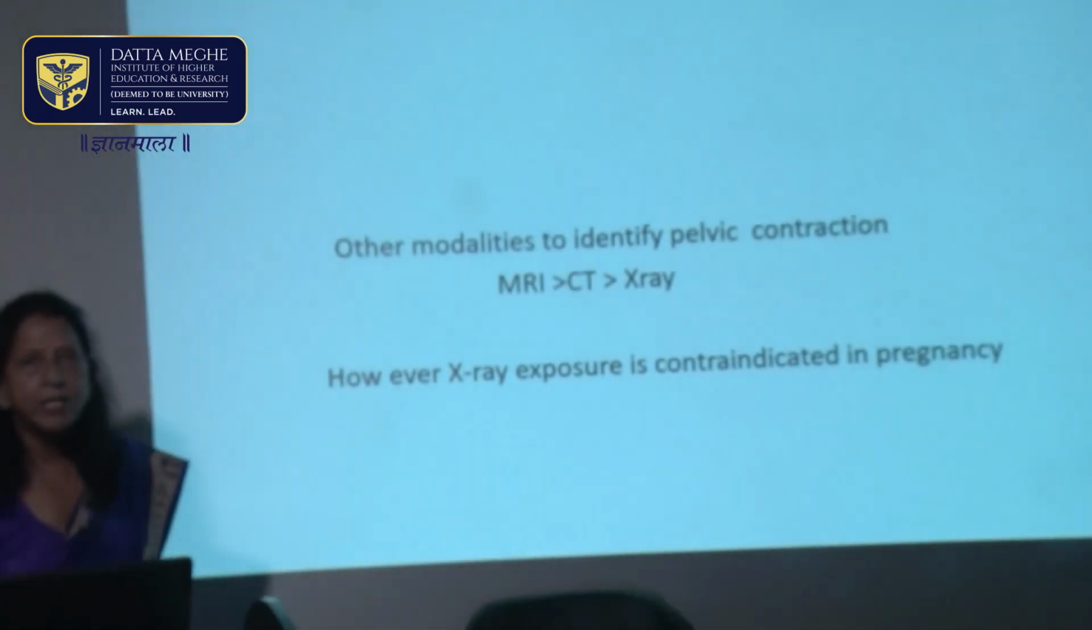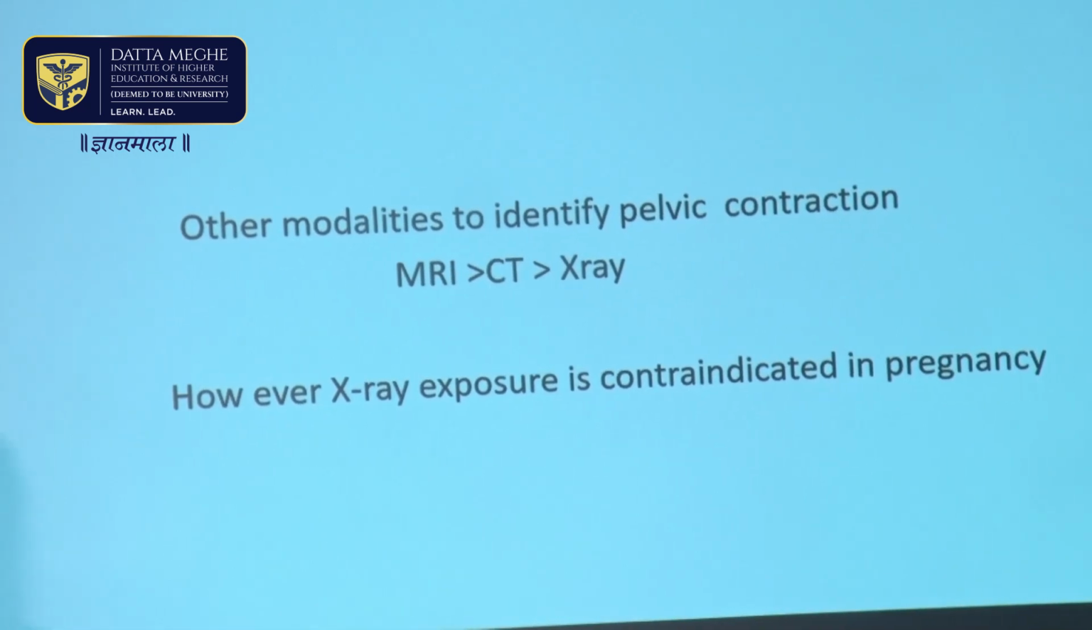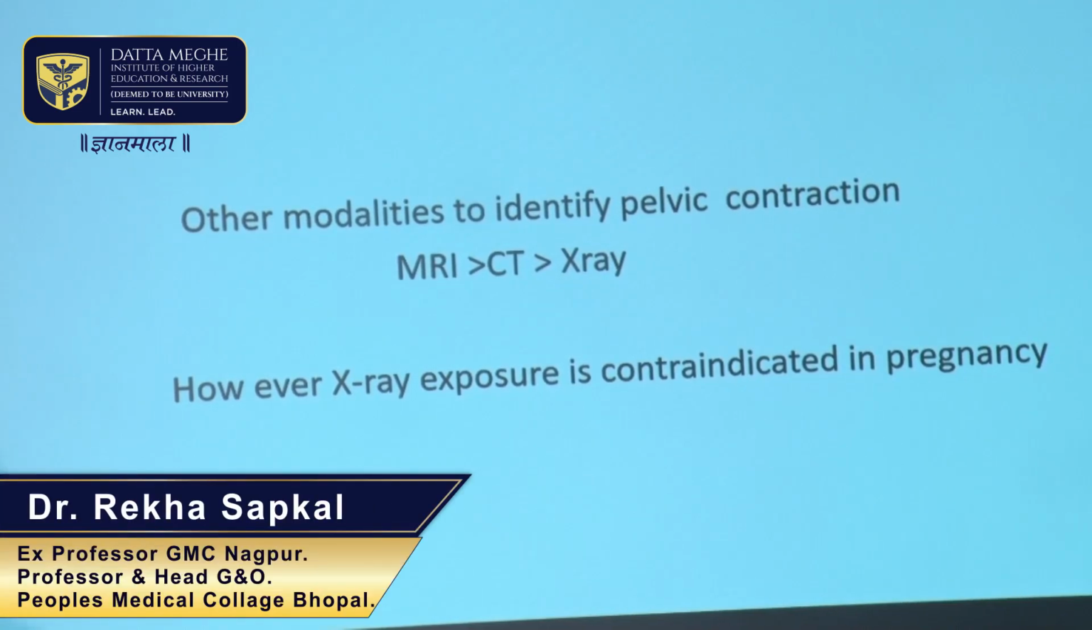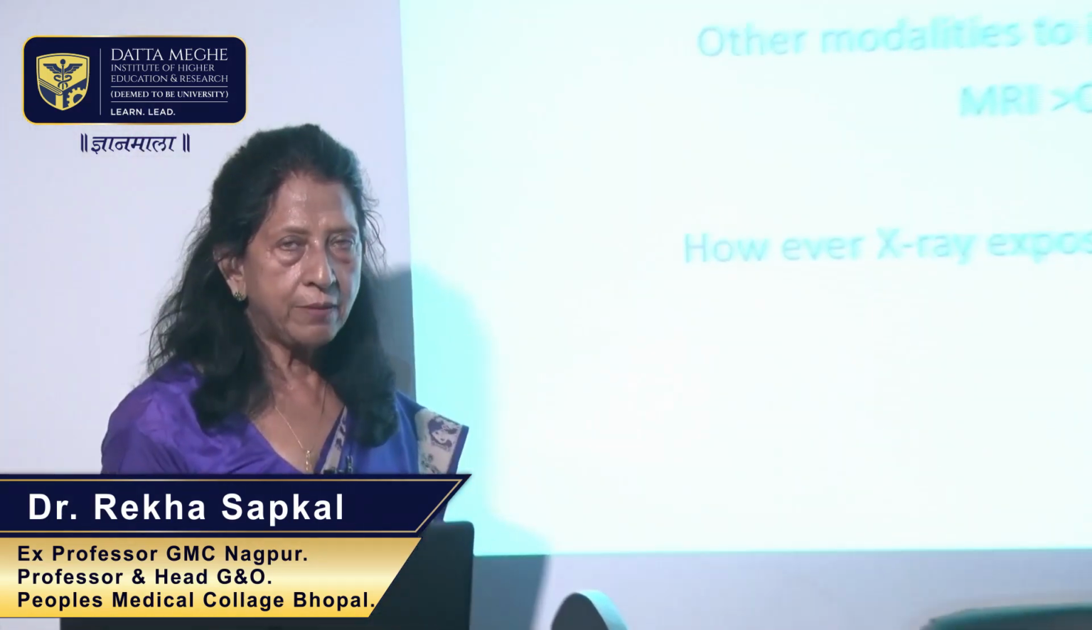There are other modalities also to determine the adequacy of the pelvis. MRI is the best among them, CT scan is the next in order, and lastly the X-ray. But radiation exposure due to X-ray is avoided in pregnancy, it should not be done. So, that is how we assess the pelvis clinically.